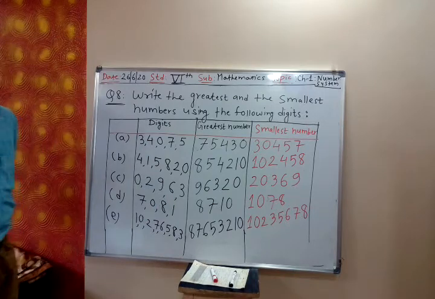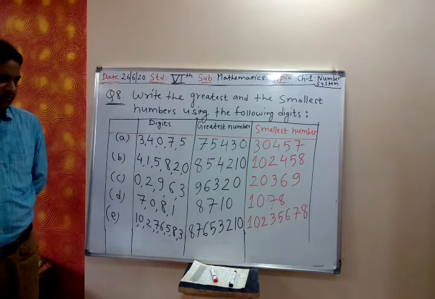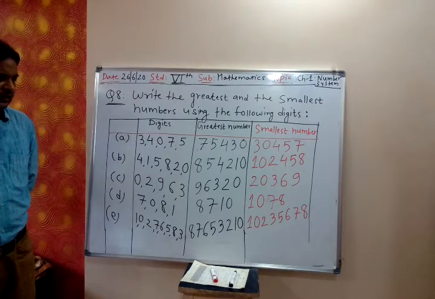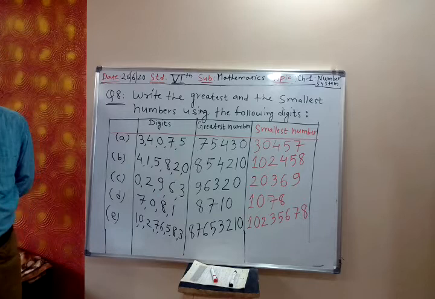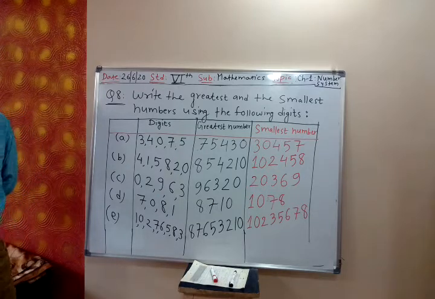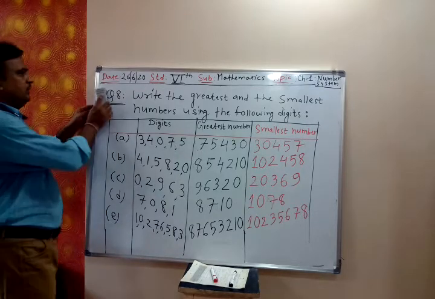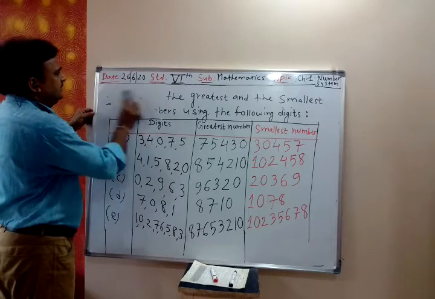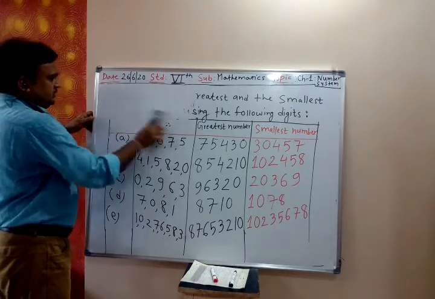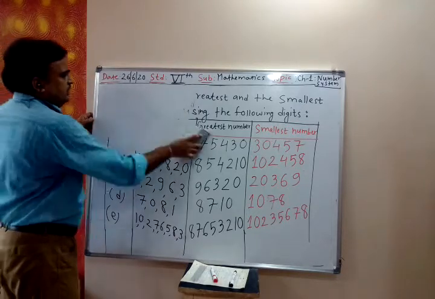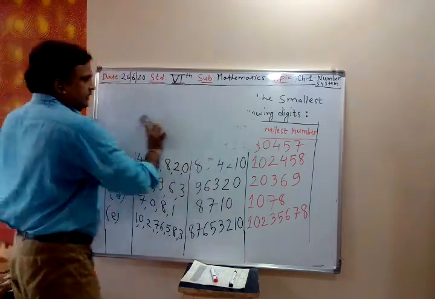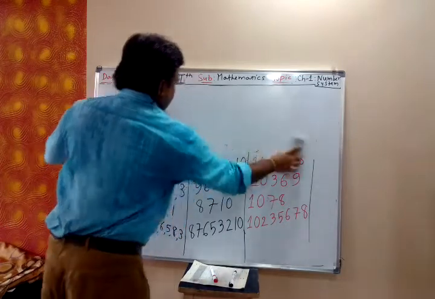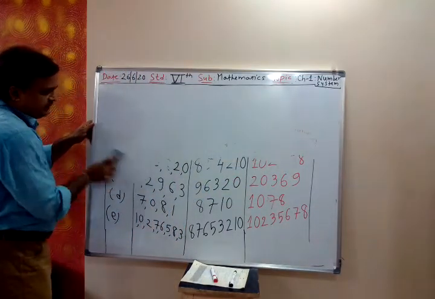Question number 8 over. Now let us erase this part. So now we have seen how to find the greatest number and the smallest number using the digits. Now we'll see question number 9.